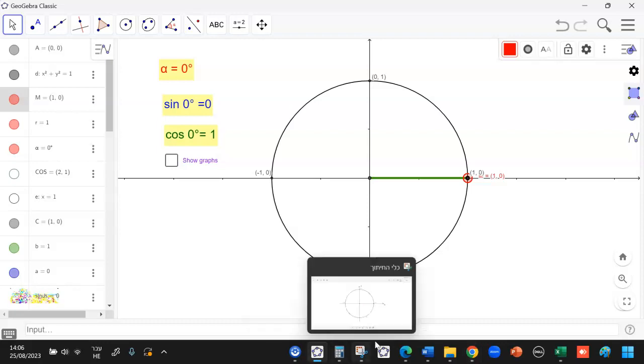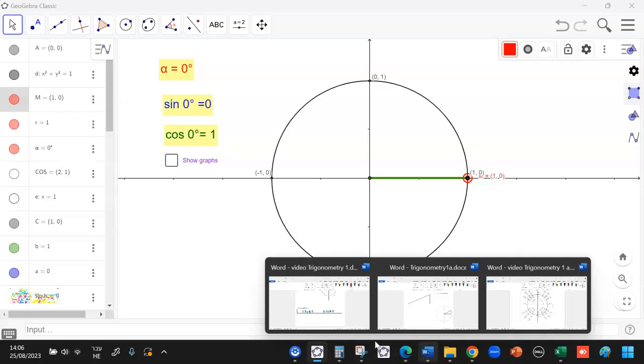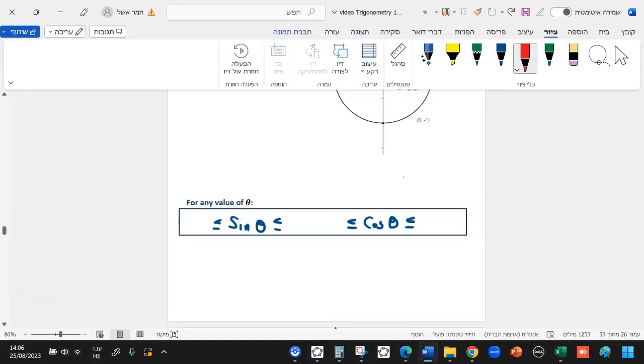Let's summarize the minimum and maximum values of sine and cosine. As we saw in the unit circle, since the radius is 1, the minimum value must be -1 and the maximum value must be 1, both for cosine and sine.